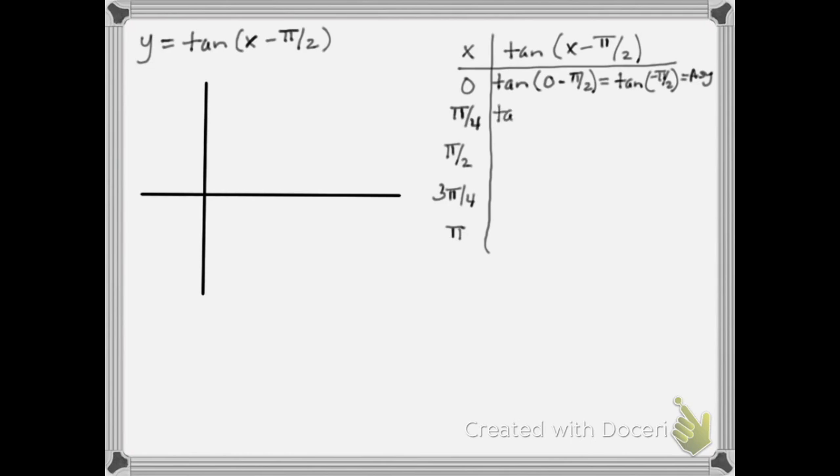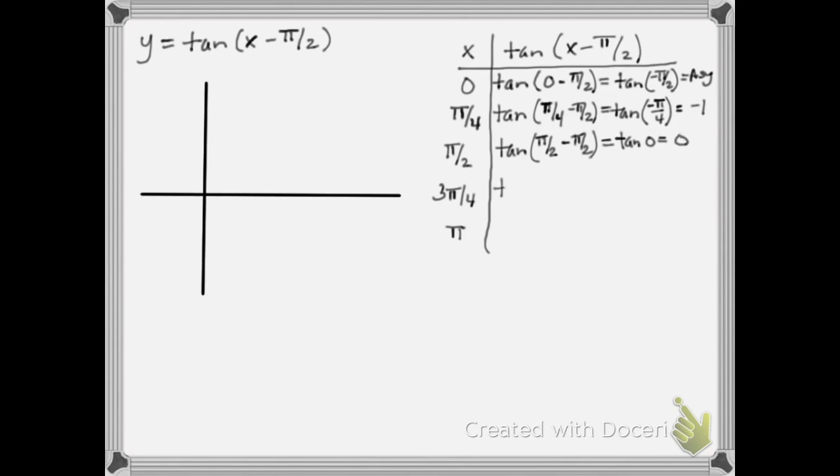Then I'm going to substitute pi over 4 in for x. So I have tan of pi over 4 minus pi over 2, which is equal to the tan of negative pi over 4. Remember, negative pi over 4 is the same thing as negative 45 degrees. So the tan of negative 45 degrees is equal to negative 1. Then I have the tan of pi over 2 minus pi over 2. Well, pi over 2 minus pi over 2 is 0, so the tan of 0 is equal to 0.